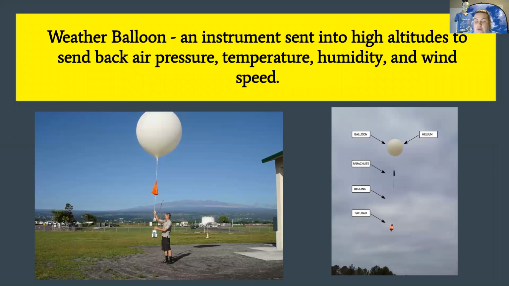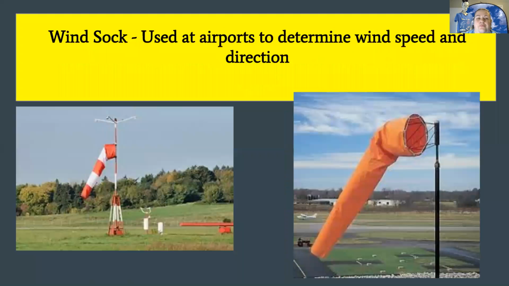A weather balloon is an instrument that is used to be sent high up into the atmosphere, and it brings back all sorts of information: the air pressure, the temperature, humidity, wind speed. And these weather balloons are set off all around the country every single day.